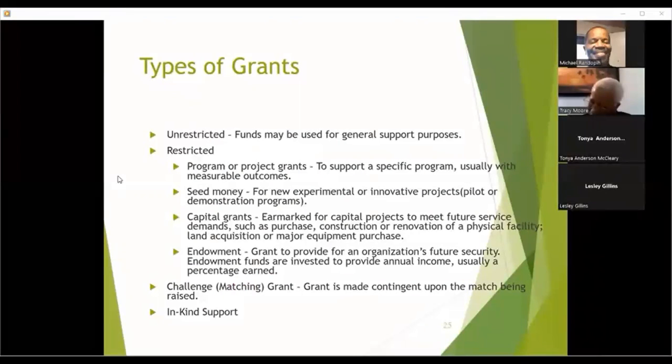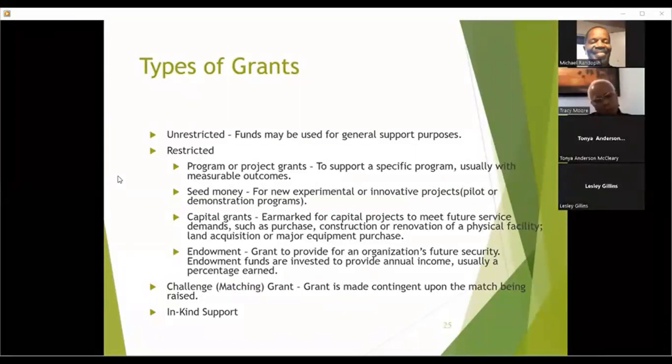The other type of grant is what's known as a capital grant. A capital grant is when you're trying to get something like a piece of property or a building or a large major piece of equipment that you want to buy. So these are known as capital grants, when you want to build something. When you want to buy a piece of land, those are known as capital grants.